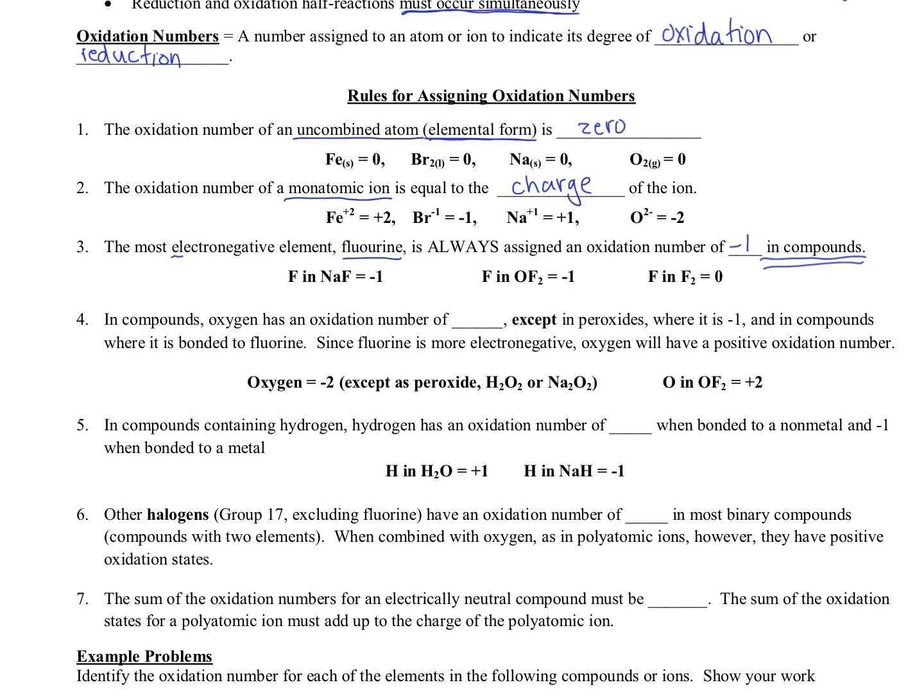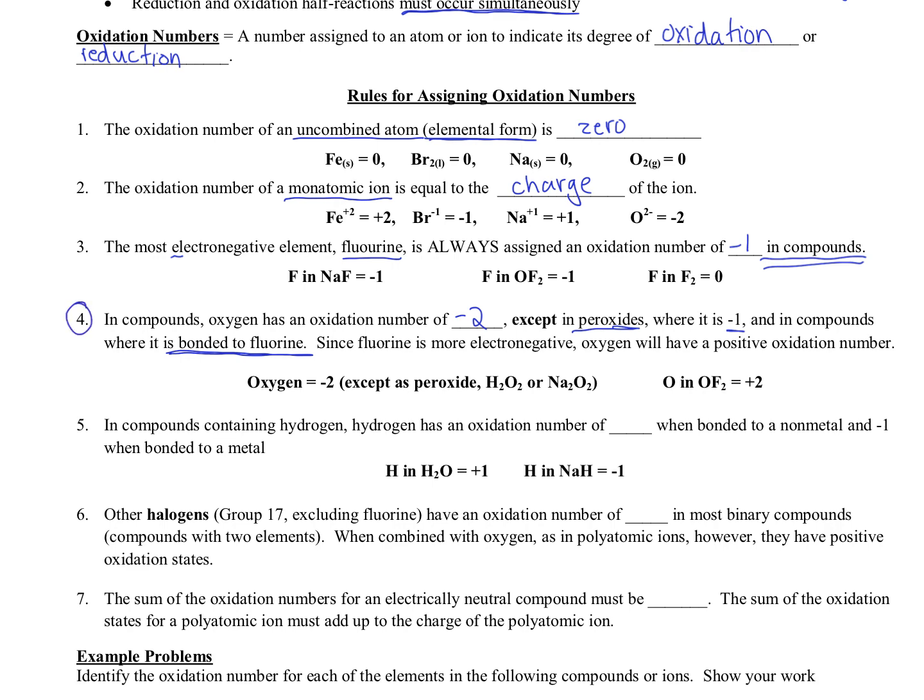Rule 4 states, in compounds, oxygen has an oxidation number of -2, which will be the vast majority of the time. Exceptions to this are in peroxides, where the oxidation number of oxygen is -1, and in compounds where oxygen is bonded to fluorine. Since fluorine is more electronegative, in those compounds, oxygen will have a positive oxidation number.